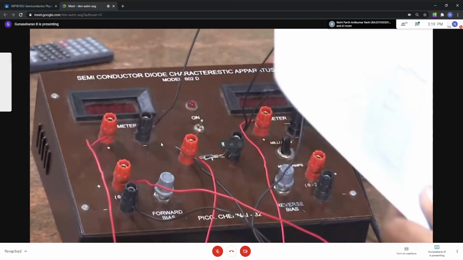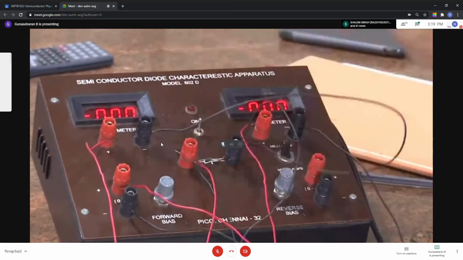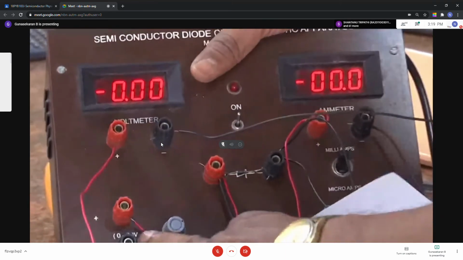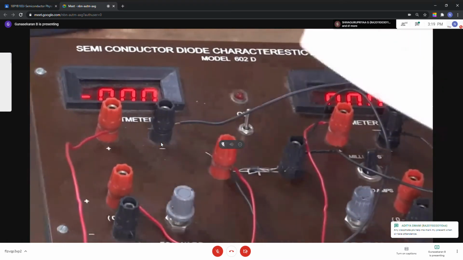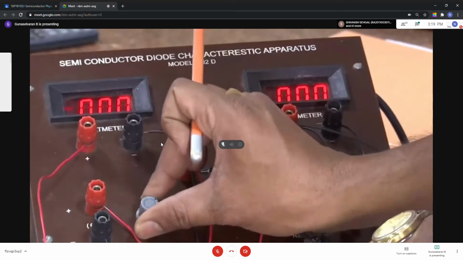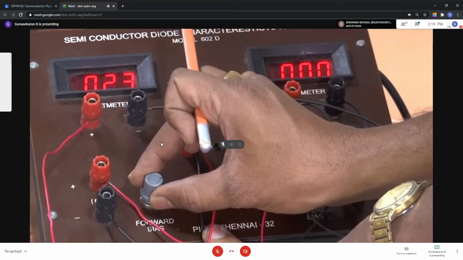Now switch on, what happens? The input voltage is 0 to 3 volt; the operating voltage is 0 to 3 volt. Now the input voltage is adjusted with this regulated power supply. Initially we fix it at 0.1.